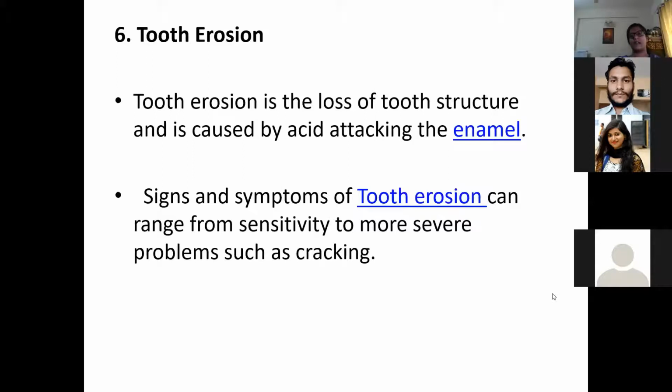So what are the signs and symptoms of tooth erosion? It ranges from sensitivity to more severe problems such as cracking. Tooth erosion can lead to sensitive teeth or even cracking of the teeth. There is a loss in the structure of the tooth, caused by the acid attacking the enamel.